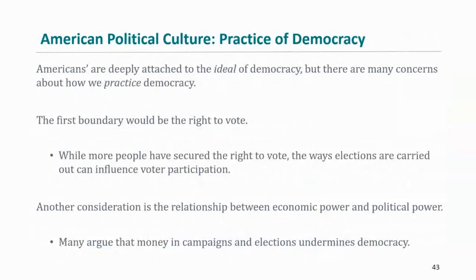So Americans are deeply attached to the idea of democracy, but there are many concerns about how we practice democracy, right? The first boundary would be the right to vote. While more people have secured the right to vote, the ways elections are carried out can influence voter participation, right? So this is talking about some of the issues within the electoral system, which again, we'll talk about more when we get to voting and elections. Are people able to access polling locations? Do voter ID laws become an issue when it comes to people exercising that right to vote? What about the gerrymandering that's going on, with the way the districts are drawn up, right? So another consideration is the relationship between economic power and political power.